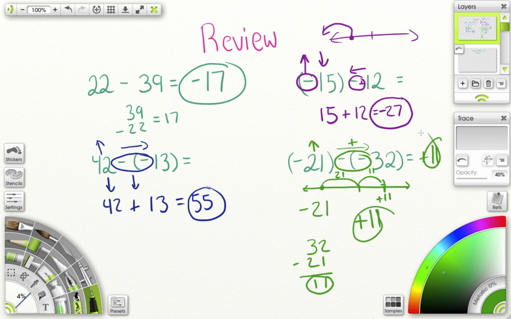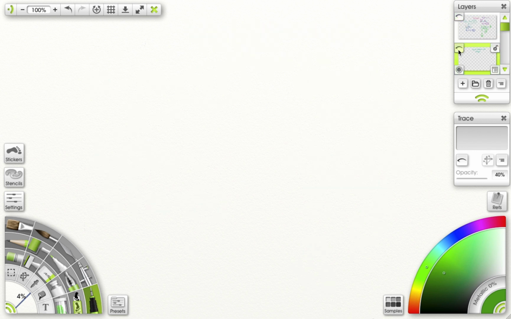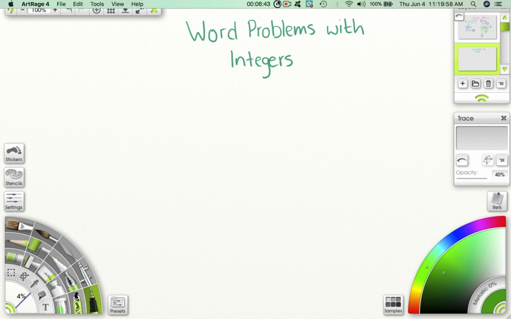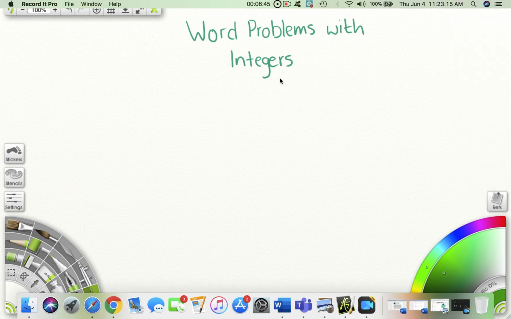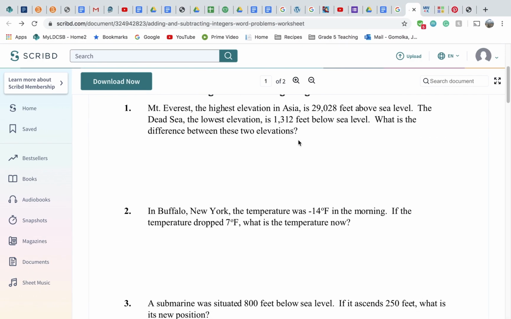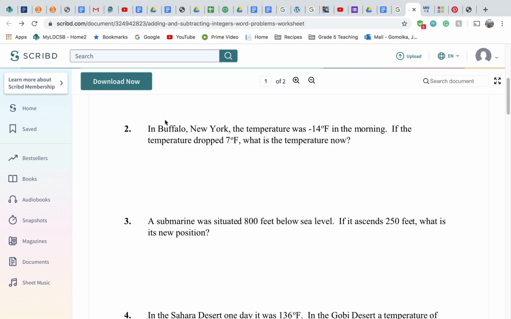So there we are, and that is our little bit of a review. All right, so now we're going to go into word problems. I have all these word problems on a separate sheet, so I'm just going to go over there. We're going to look at this question right here, number 2.